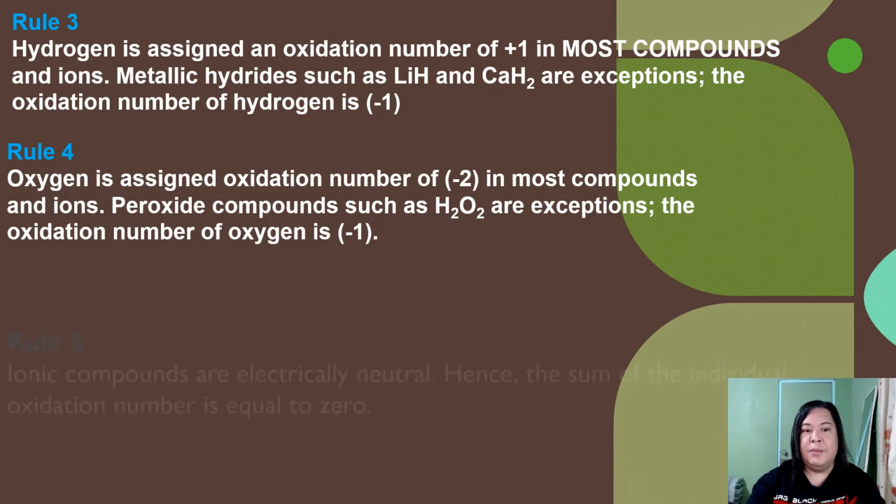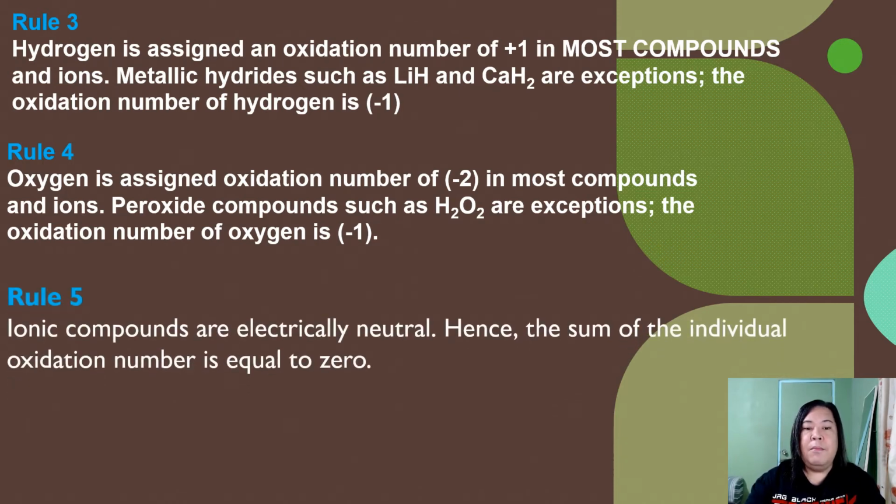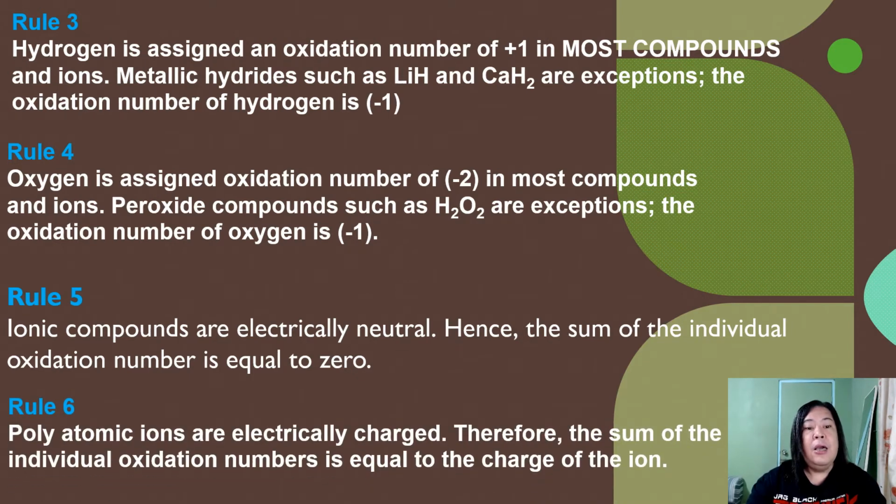This is the exemption. Number 5, ionic compounds are electrically neutral. Hence, the sum of the individual oxidation numbers is equal to 0. As long as wala kayong nakikitang charge symbol ng any compound, both ionic or molecular compound, automatically the sum of its oxidation numbers is always equal to 0. And then lastly, polyatomic ions are electrically charged. Therefore, the sum of the individual oxidation numbers is equal to the charge of the ion.